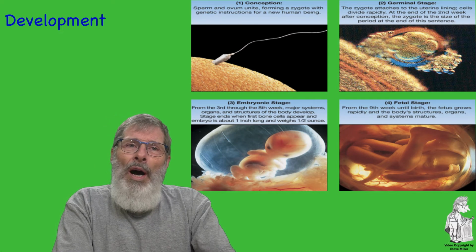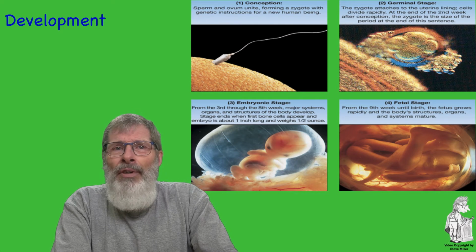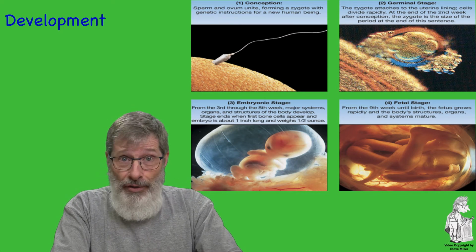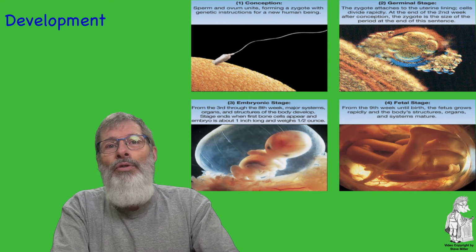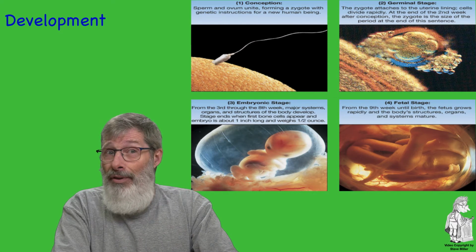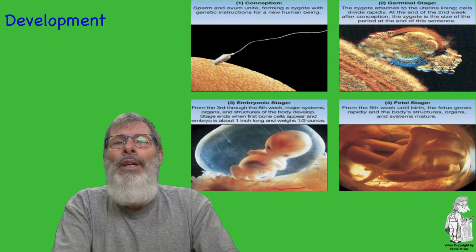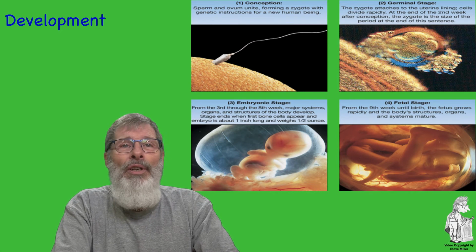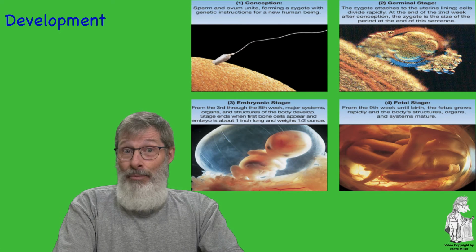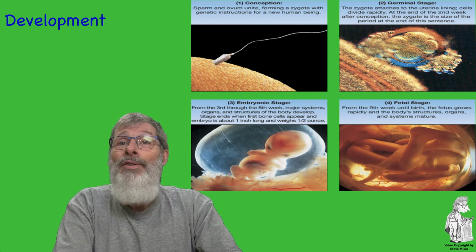Now, the XY or XX genetic code begins to assert itself about the 7th week of development. Androgens are the male sex hormones produced by the testes if a Y sex chromosome is present. The fetal stage is the period of development beginning in the 3rd month and continuing until birth. Bone cells begin to form, and it's a time of rapid growth and further development of the structures, organs, and systems of the body.